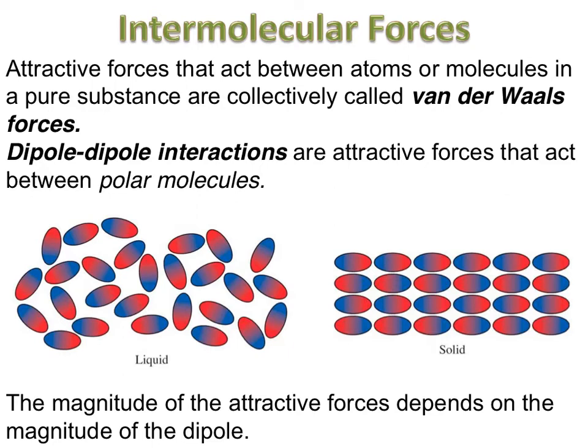In the liquid phase, the positive ends of the molecule are attracted to the negative ends of the next molecule, resulting in a condensed phase most often. In the solid, now they get organized in such a way that the molecules can't move past each other.